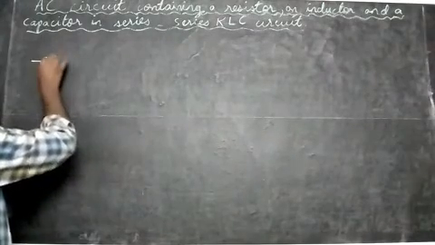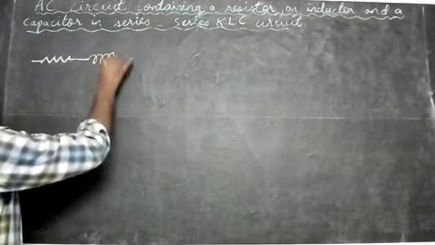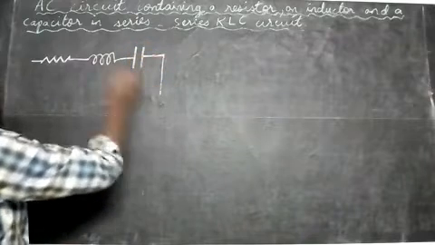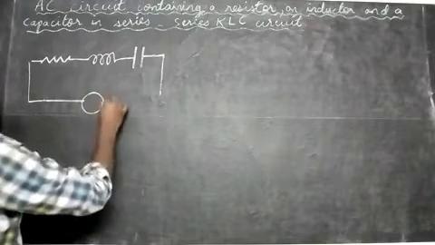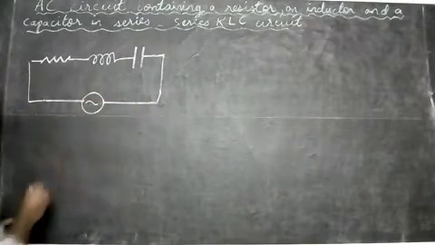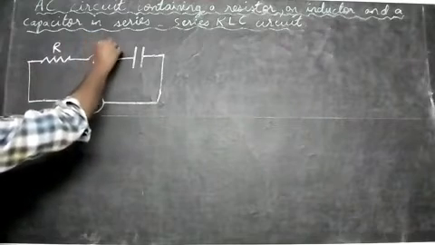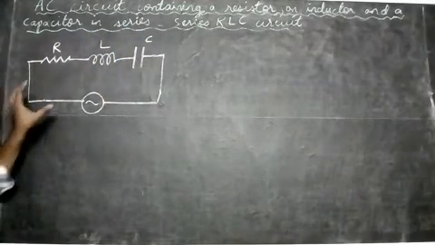So we have a resistor here. This resistor is R, and then we have a coil here. This coil is L, and then you also have a capacitor, that is C. They are connected here to an AC source, alternating current. This is the resistor R, this is the inductor L, and this is the capacitor C. So this is the circuit here.